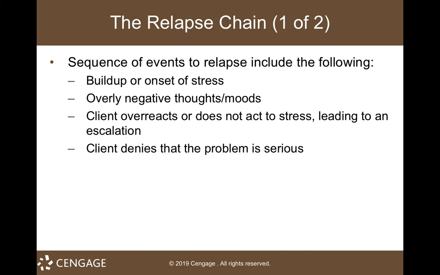So looking at what's happening here, dichotomies, all right? We're not really seeing this when people are living in the middle. We're seeing this when there are huge swings, positive or negative, in either direction. Number 3, the client might overreact or does not act to stress, leading to an escalation. So maybe they just completely check out or numb out, or they overreact. And then we have denial here.